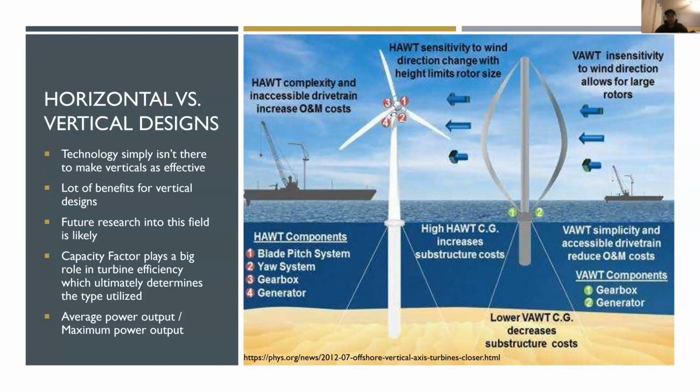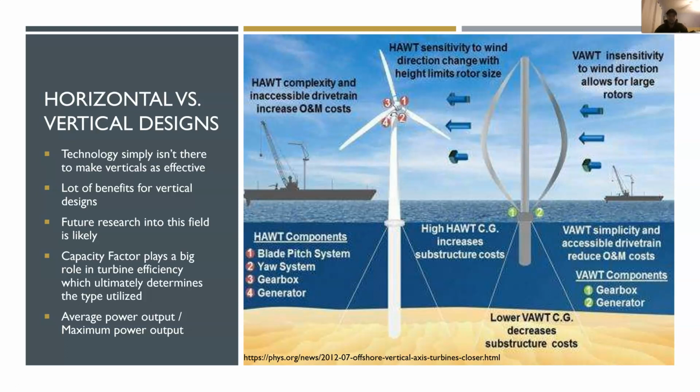The biggest difference between the horizontal type and the vertical type is basically the number of components. Your horizontal turbine is going to have a blade pitch system and a yaw system, which basically face the turbine and the blades into the wind to harness the wind energy. And then you're going to have the gearbox and the generator, which are located up in the nacelle, which is a couple hundred feet off the ground.